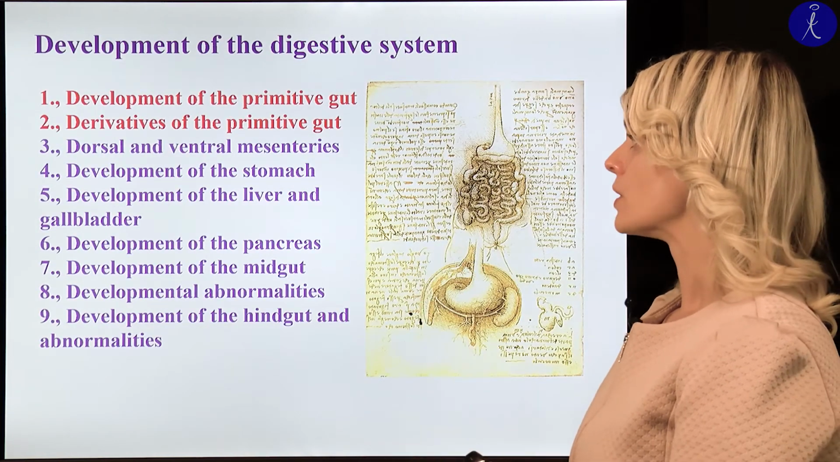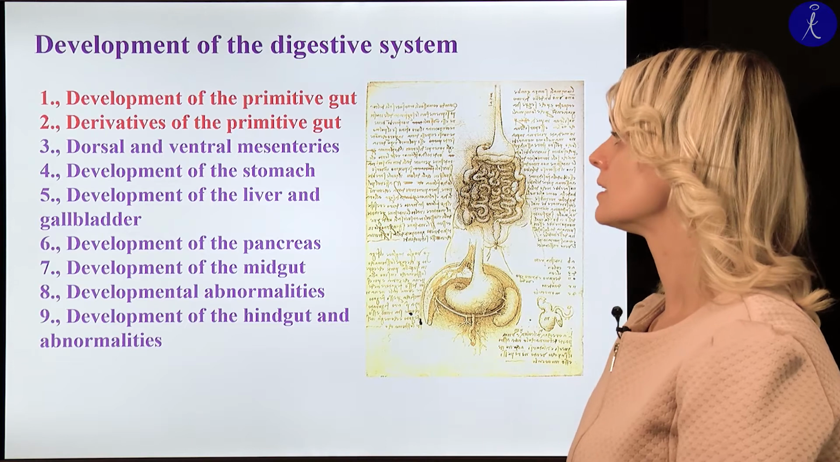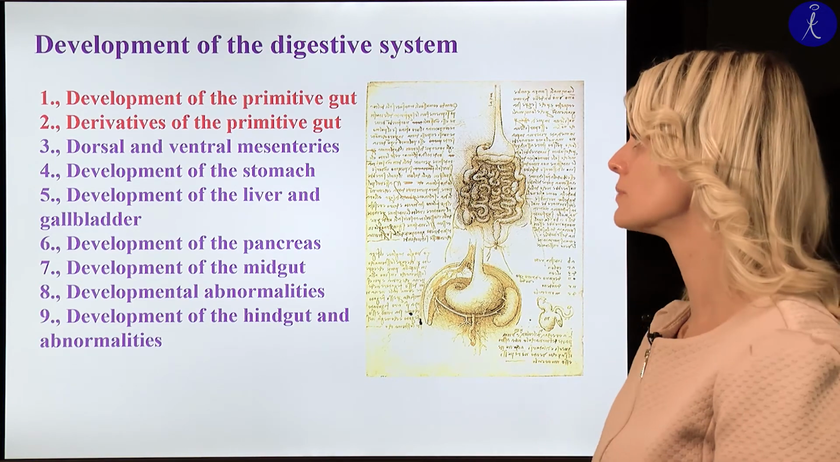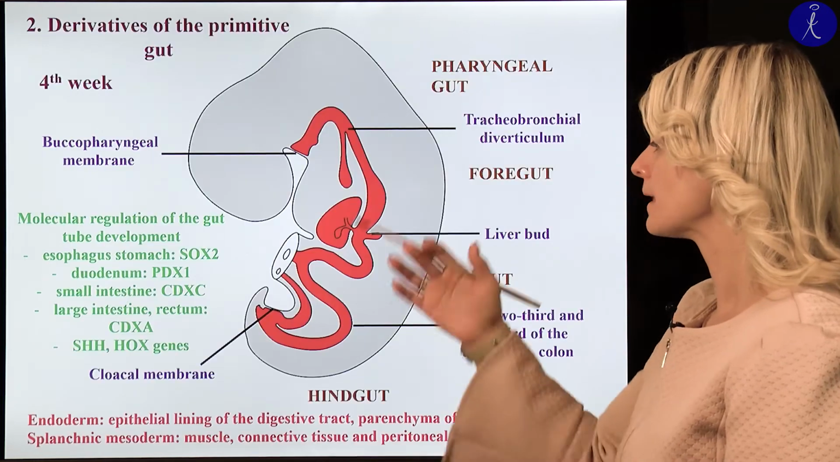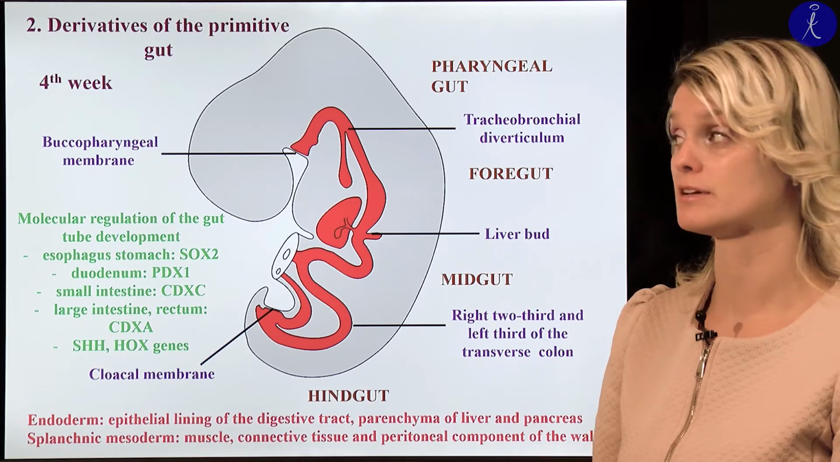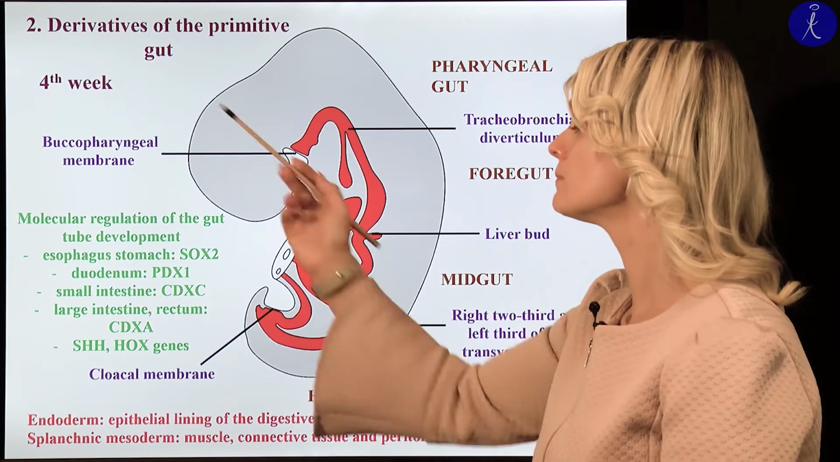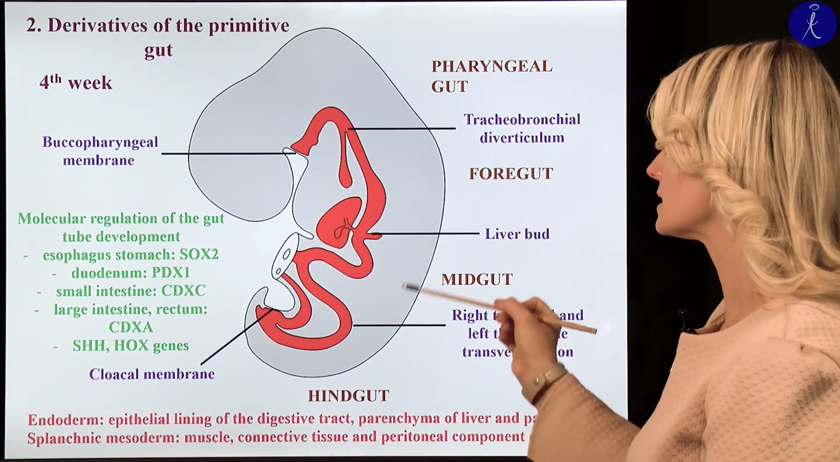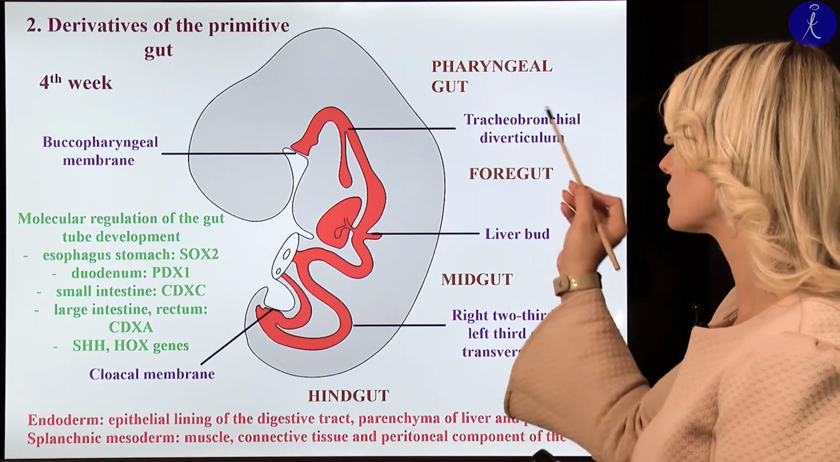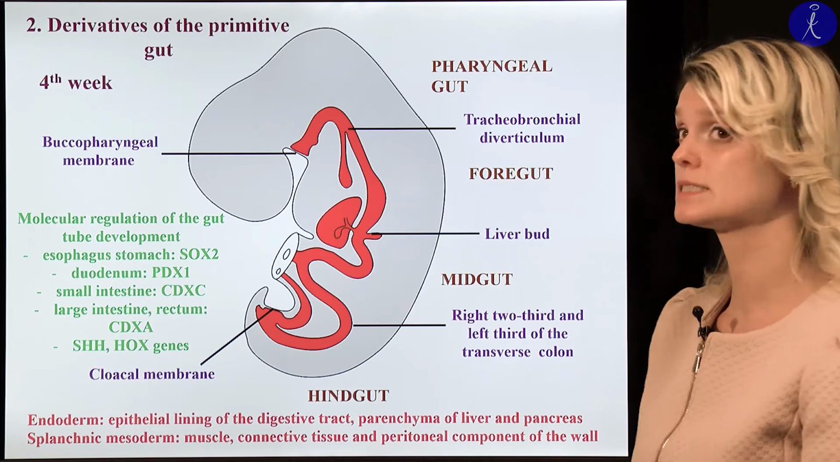The second point is the discussion of the parts of the primitive gut. Here you can see a picture about the structure of the primitive gut in week 4. As you can see here, we can divide it into 3 main parts: the foregut, the midgut, and the hindgut.